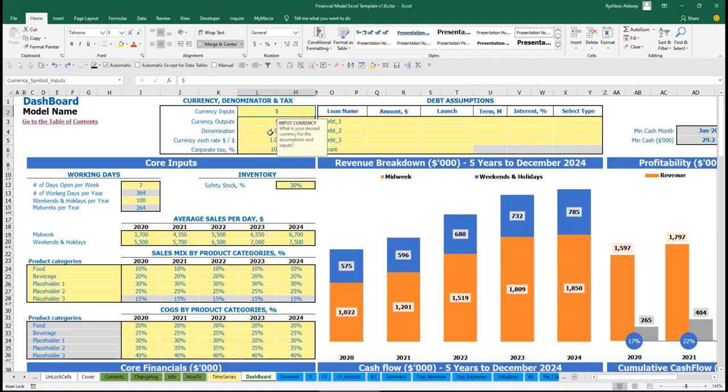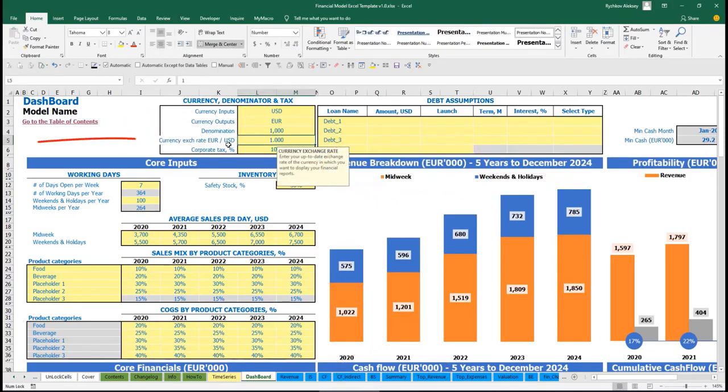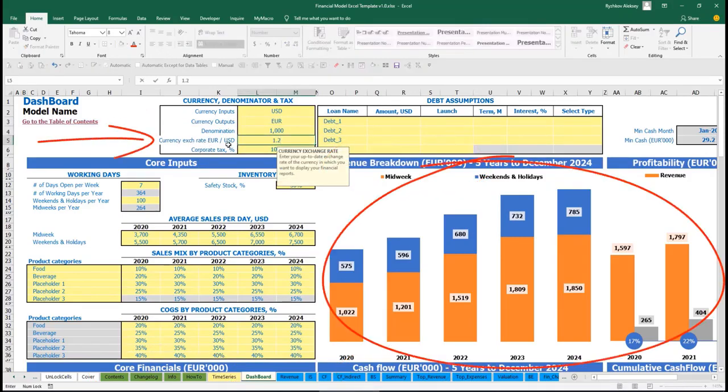On the top of the dashboard you have currency denomination and taxes setup. So currency inputs means that you can input all your drivers for the model using one currency. You have currency outputs. It can be the same as currency inputs, and it can be different from currency inputs. So let me give an example. When you input in United States dollars, you have euro as outputs, and for this case you can set up currency exchange rate. This is 1.2 for example.